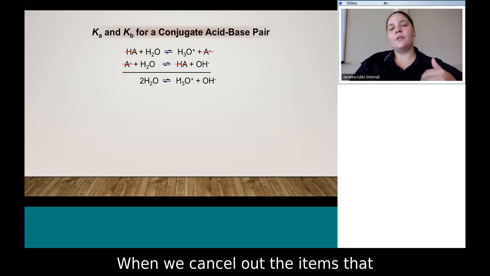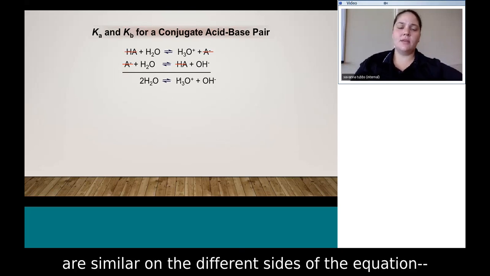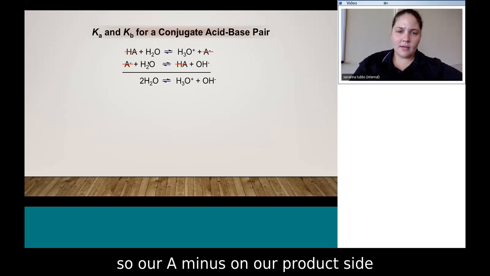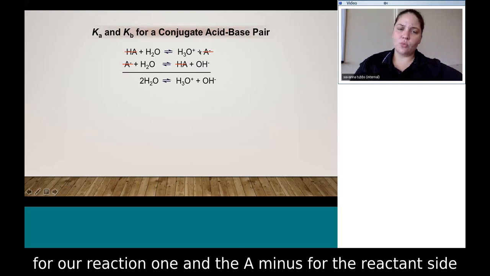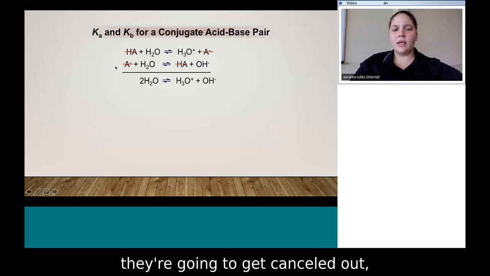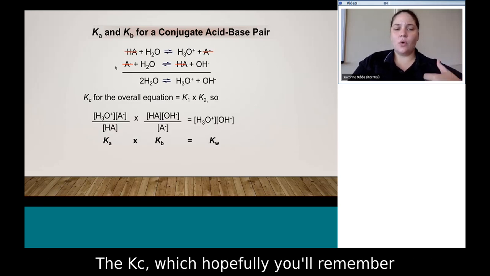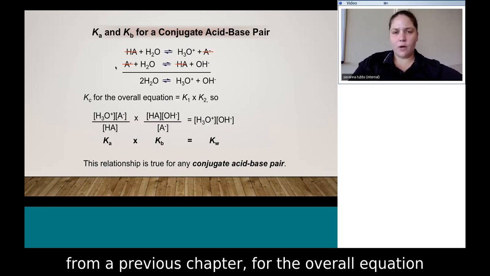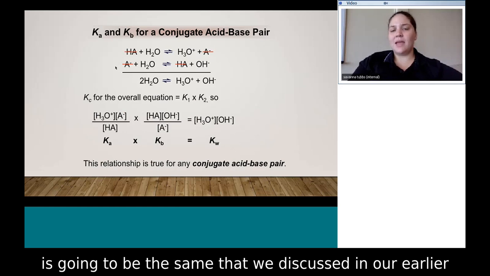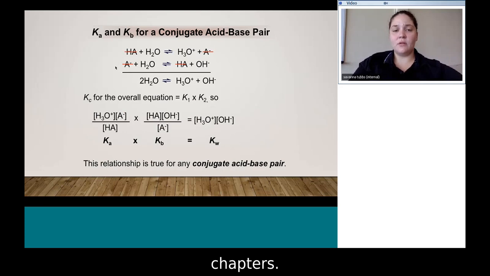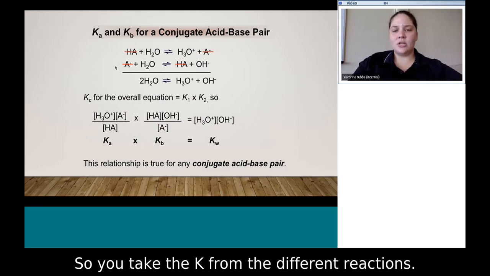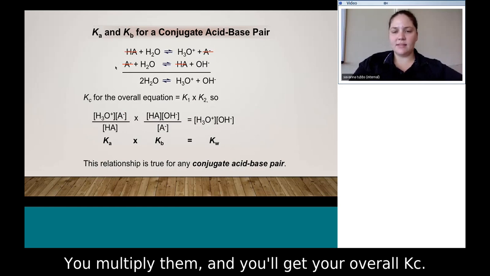When we cancel out the items that are similar on the different sides of the equation, so our A- on the product side for reaction 1, and the A- on the reactant side for reaction 2, they're going to get canceled out, and we'll be left with H2O yields H3O+ and OH-. The Kc, which hopefully you'll remember from a previous chapter, for the overall equation is going to be the same as we discussed in our earlier chapters. So you take the K from the different reactions, you multiply them, and you'll get your overall Kc.